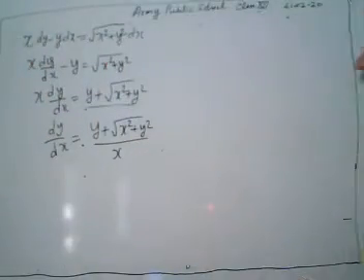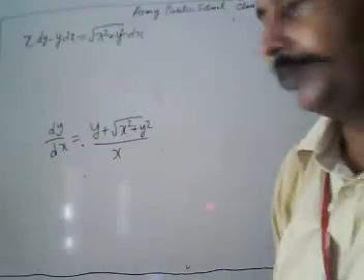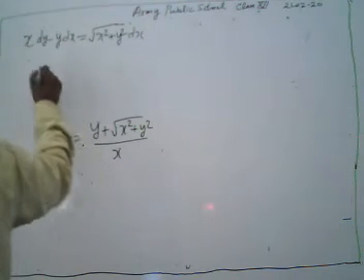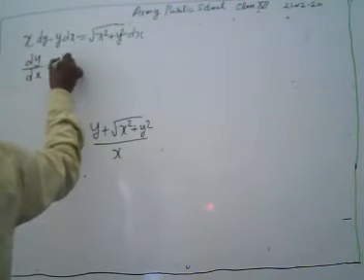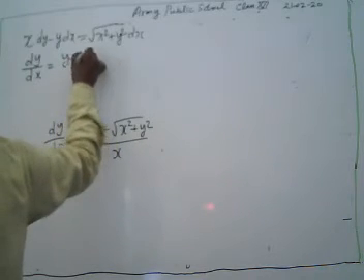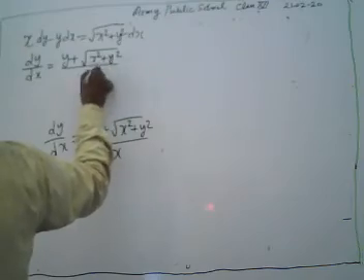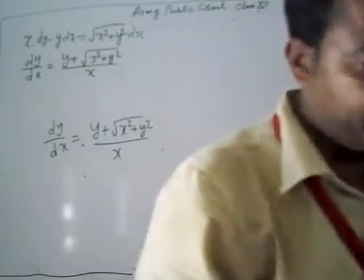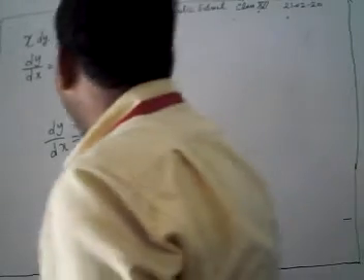Then after solving, our required differential equation takes a form that we are going to write down here, because we need space here. Now our differential equation is dy/dx equal to y plus under root x square plus y square upon x.